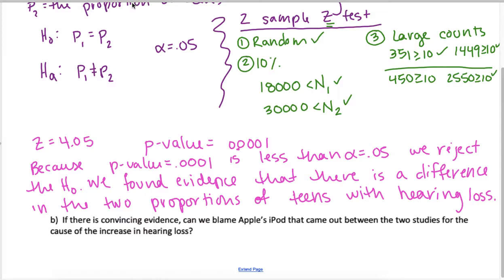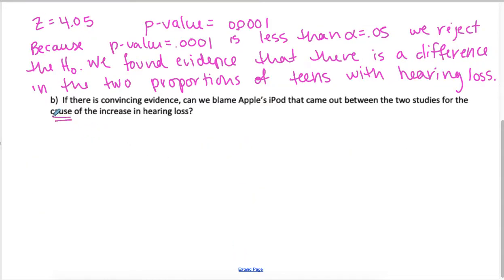Can we blame Apple's iPod that came out between the two studies for the cause of the increase in the hearing? Okay, so this is that idea that goes back to almost unit 1. This is a causation idea. Can we say that in between those two studies, there is a significant loss of hearing? Can we blame Apple's iPod?